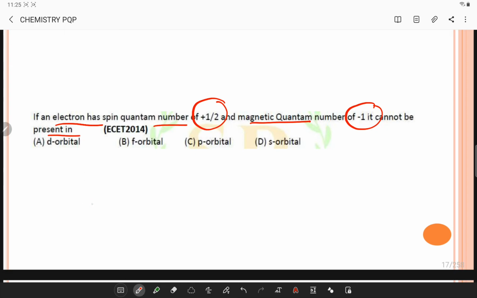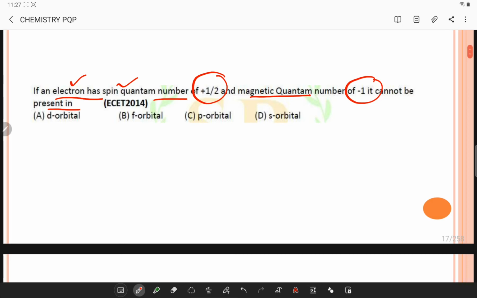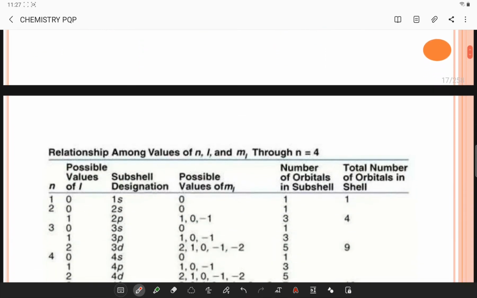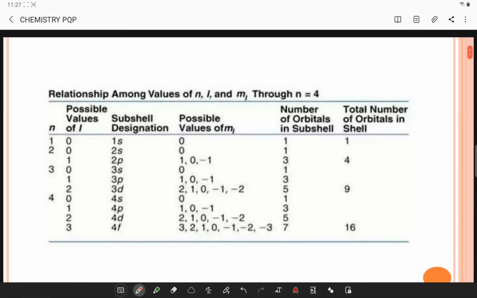So you have to remember the relationship among all the different quantum numbers. So observe, the electron has a spin quantum number of plus half and minus half. To know this, you have to remember how exactly the relationship of values of S, P and D will be.